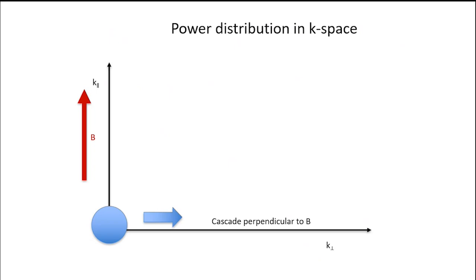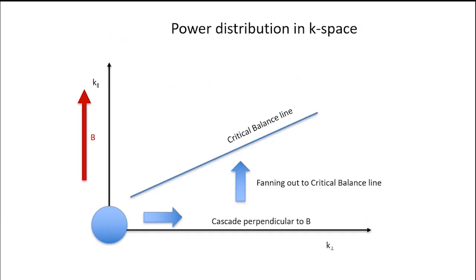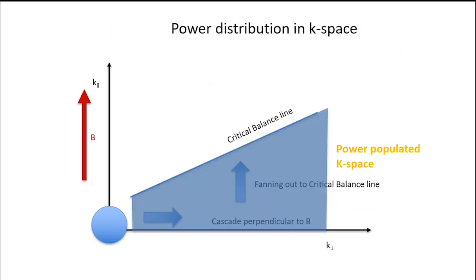So this is our source that generates fluctuations. And then the cascade is basically perpendicular to the magnetic field. So the eddies get smaller and smaller in this direction, and K perpendicular gets larger. At the same time, it fans out towards the critical balance line, and this is here. And then we end up with K space being populated only in this area. There's no power in this part of K space, assuming critical balance. And that appears to be the leading theory in turbulence.